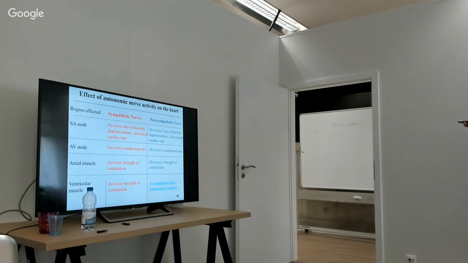The parasympathetic nerve decreases the rate of diastolic depolarization, decreases cardiac rate, decreases the conduction in the atrioventricular node, and decreases the strength of contraction in atrial muscle. No significant effect on the ventricle for anatomical reasons. They don't reach the ventricle much, just a few fibers go to the ventricles.